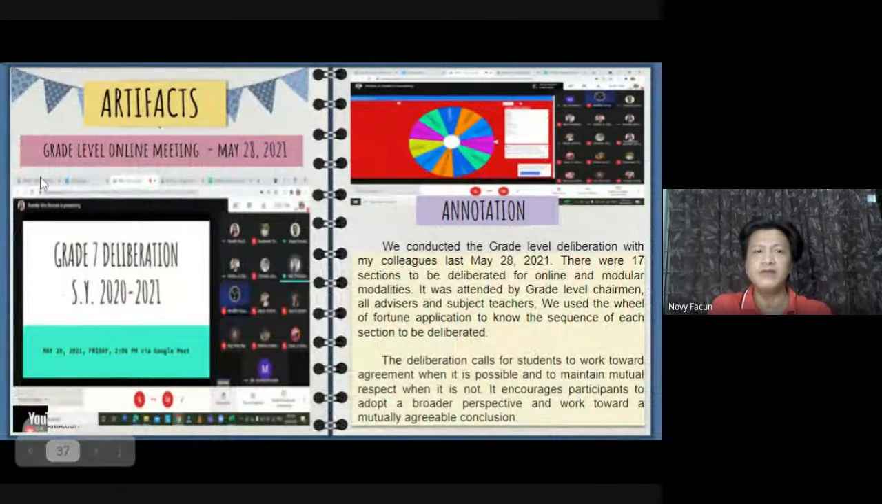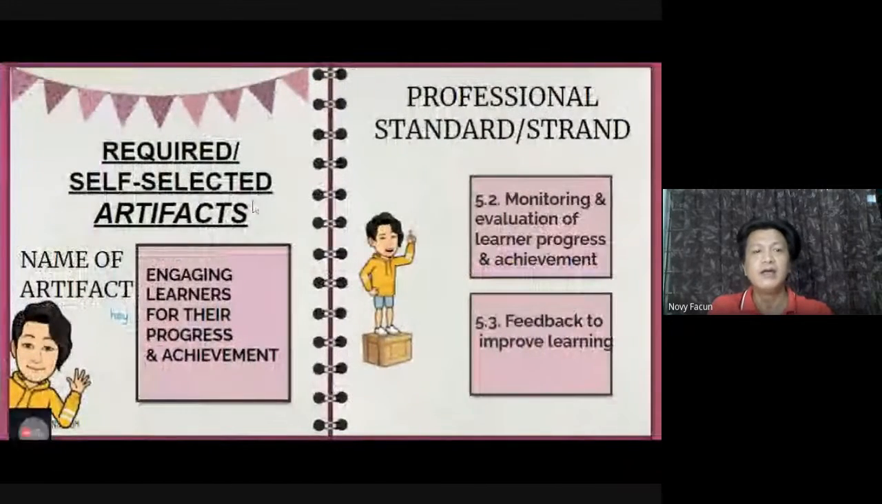Okay, another, we had the grade level online meeting during May 2021. So we had a grade level deliberation at the end of the school year. We also exchanged ideas so we could know the considerations for the students. That is our annotation. Another, we have the artifacts engaging learners for their progress and achievement.